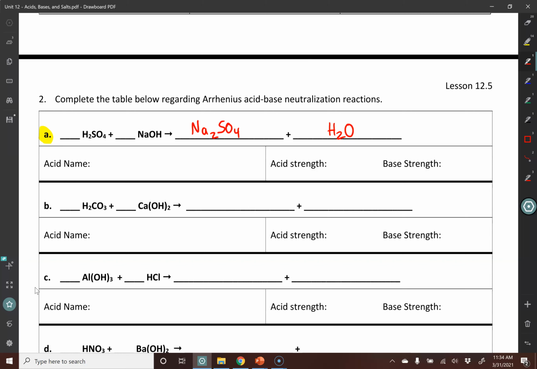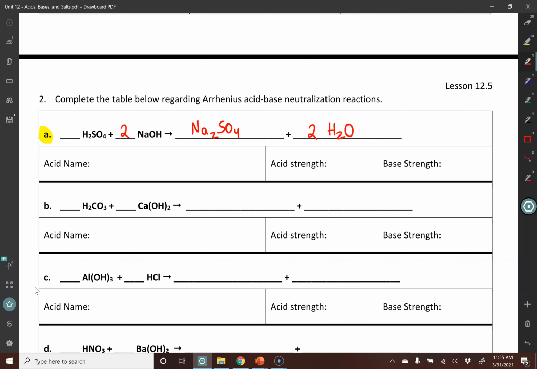Now I see 2 sodiums. Now I've got 2 sodiums there. A sulfate, good. I have 2 oxygens, 2 hydrogens, plus another 2, so 4 hydrogens. So I put a coefficient of 2 in front of water. That's going to take care of the balancing.